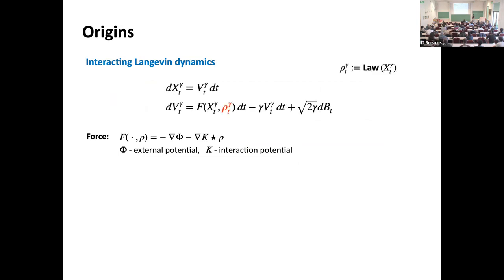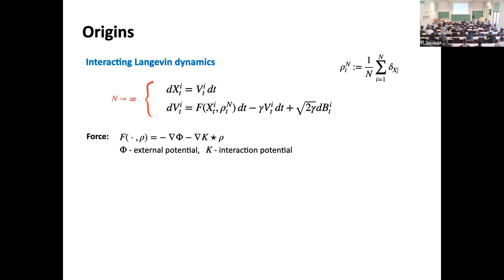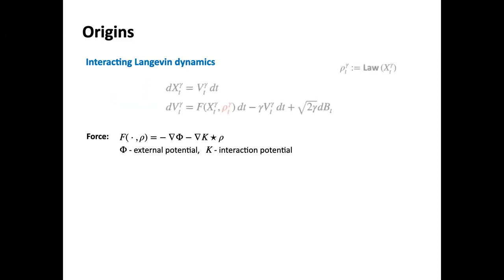What happens when you take n and send it to infinity is you end up with a mean field limit, or McKean type Langevin dynamics, where you replace the empirical measure rho that was defined earlier. So maybe let me go back. That's the empirical measure, just taking 1 over n of the sum of the Diracs at the positions. So this is where the empirical measure comes in. And if you send n to infinity, you end up with a limiting equation that looks like this.